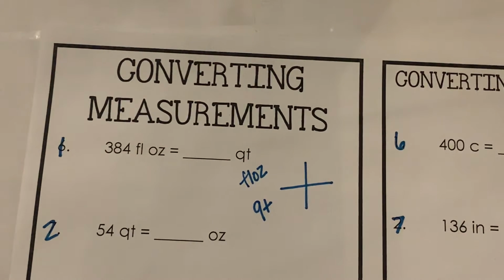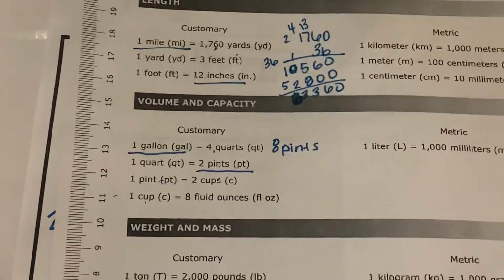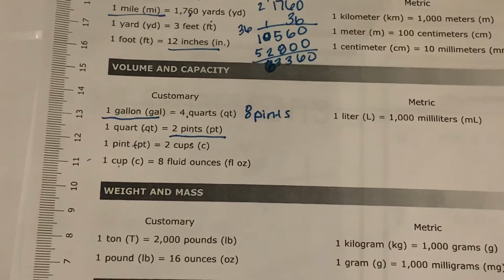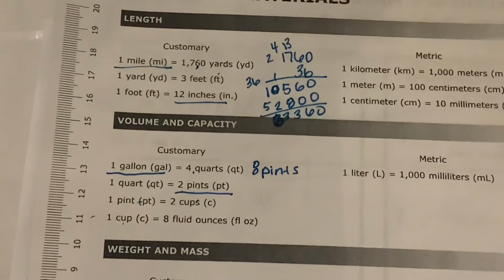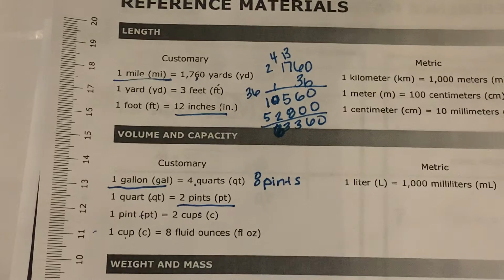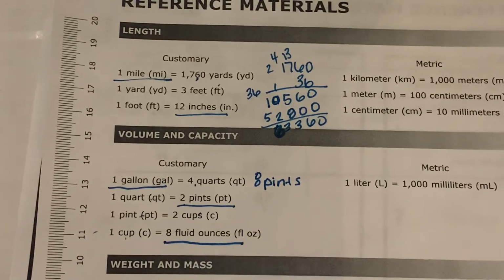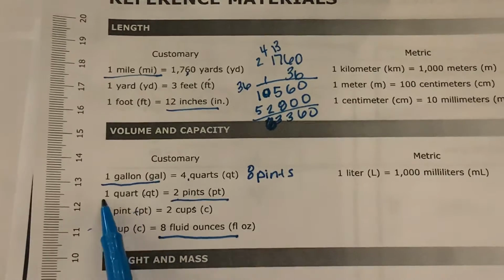So let's look at the formula chart. We're converting between ounces and quarts, right? So we come over here to this formula chart. Where can we find ounces and quarts? Or fluid ounces and quarts? Under volume and capacity, fluid ounces is down here. Where's quarts at? That's on the right, so we need something on the left. Right here.